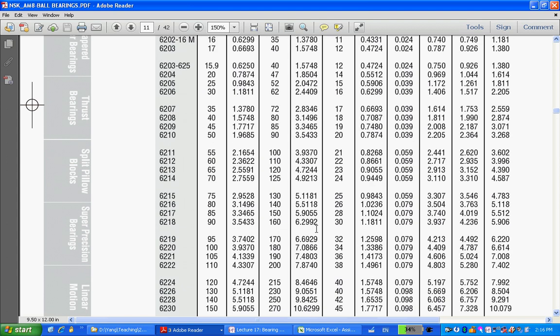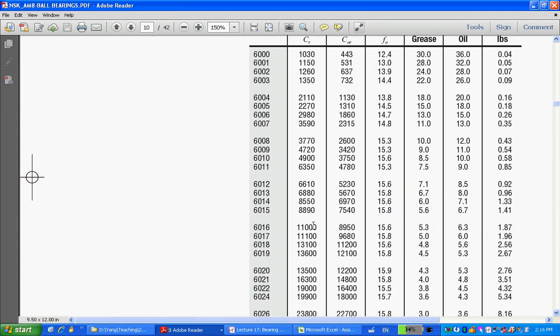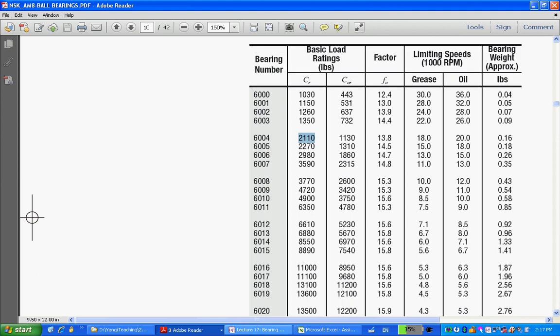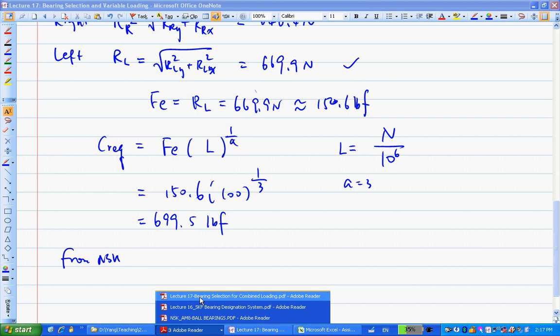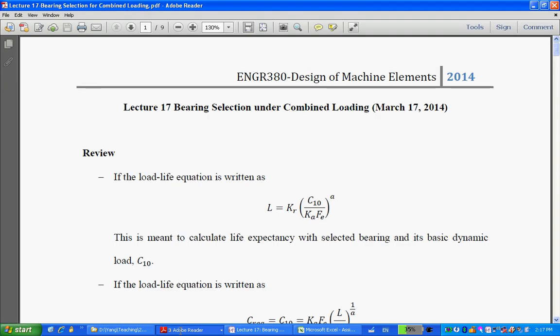If you go lower again to 60, they don't have a 61, but if you look at the 60 here, this number is still okay, right? Still okay. So from the cost point of view, you can probably use 6004 here. Is that clear? Yeah. So that's basically the picking of these ball bearings. This is for the situation when it's purely radial load here. So I'll just write it here, from NSK. Now this catalog is a version of 2007 or something like that.